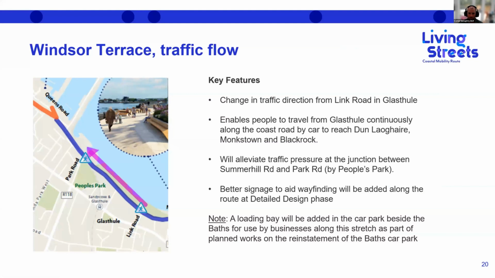So the reason for the change in direction of traffic was that it would enable people to avoid the Park Road, People's Park Junction, which is completely over capacity at the moment. So providing an opportunity for people to get to the coastline at Link Road meant that the westbound traffic didn't have to come along west towards George's Street. And then by removing that traffic, or providing an alternative for that traffic, it will enable us to prioritise bus movements on Glenageary Road Lower. In addition, obviously, we would have to provide additional signage to help people understand that change.